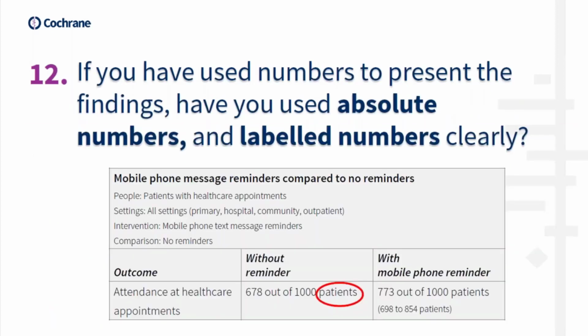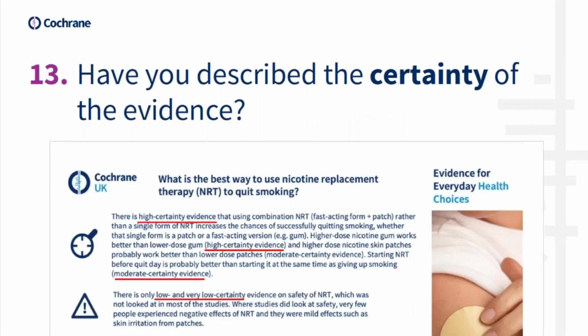Item 12, if you have used numbers to present the findings, which you may not have, have you used absolute numbers and labeled numbers clearly? Item 13, have you described the certainty of the evidence? Again, a very common omission from a lot of our products.